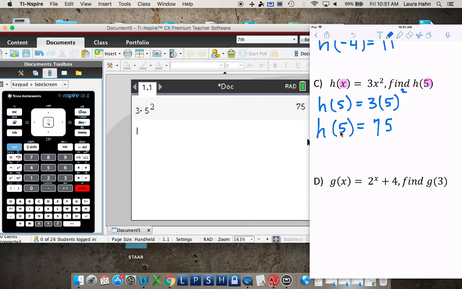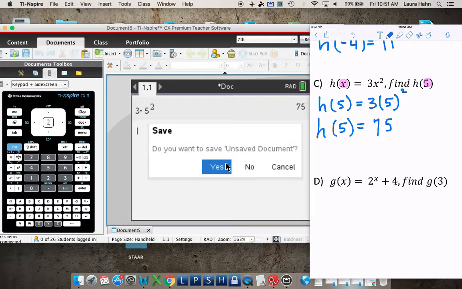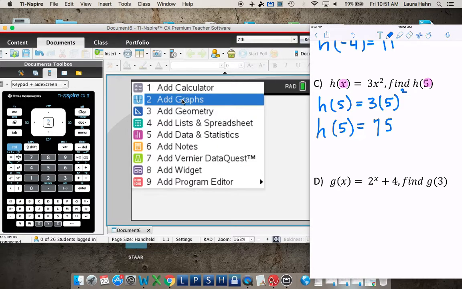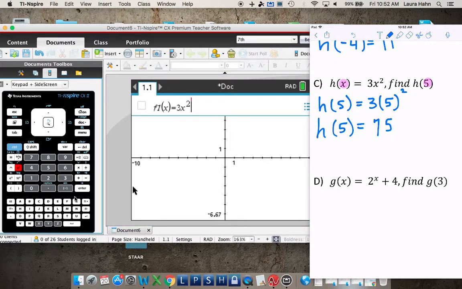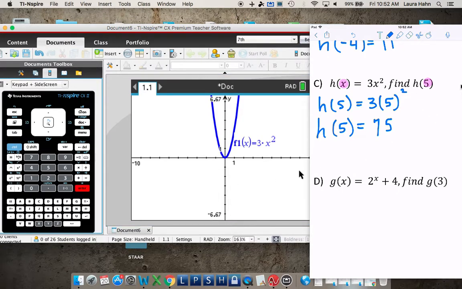All right, let's check ourselves using graphing. So I'm going to press the home screen, new document, not save, and add a graph. Okay, so remember, when you do it by graphing, you're going to graph the equation exactly as it gave you. So 3x squared. Enter. Okay, well, I want when x is 5, so we use trace to do that.